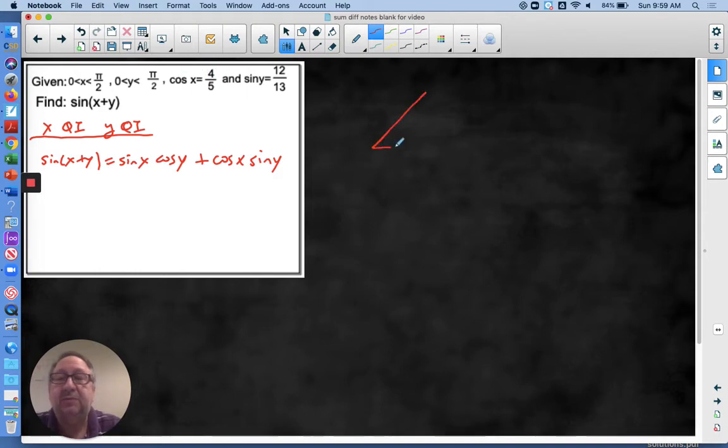Here's what I do. Draw a triangle. Here's angle x. The cosine of x, and we've done this before, long before we left, the cosine is adjacent, so it's 4 over 5. We know the missing side here, and that's 3. That means I can find everything we need about x. Let's do the same thing for y.